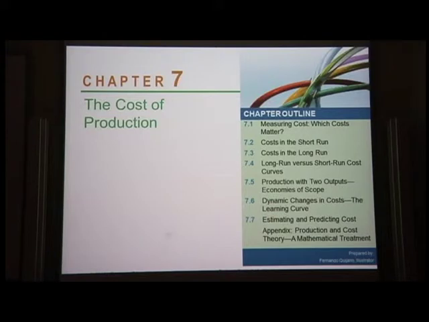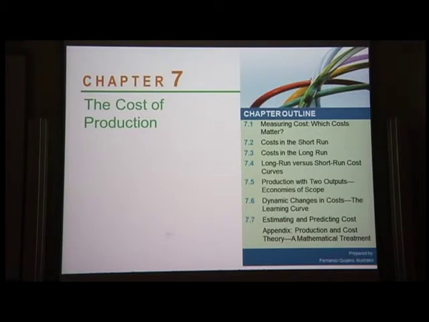Chapter 7, the cost of production. This chapter is important because we will bring in long-run cost, which we only covered partly in the first year. But the first part of the chapter deals with the various costs that we have in production, and then we will deal just briefly with costs in the short run.